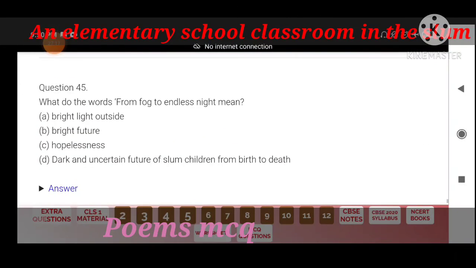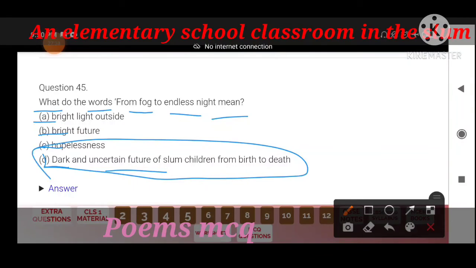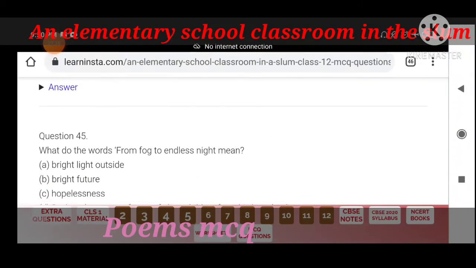The last one, what do the words from fog to endless night mean? Bright light outside, bright future, hopelessness, dark and uncertain future of slum children from birth to death. So this one is your answer. So these are the MCQs of our poem, Elementary School.